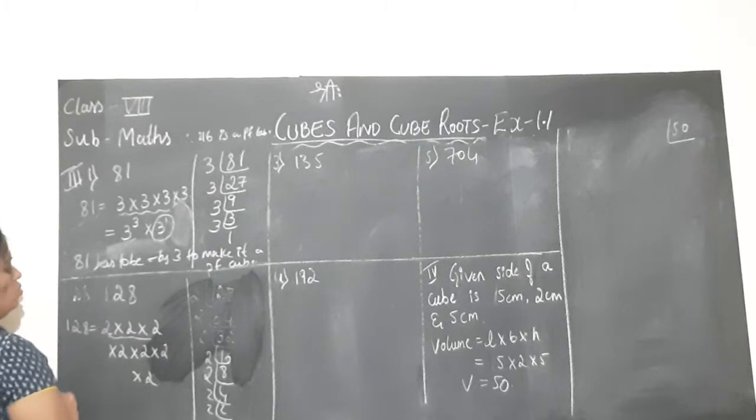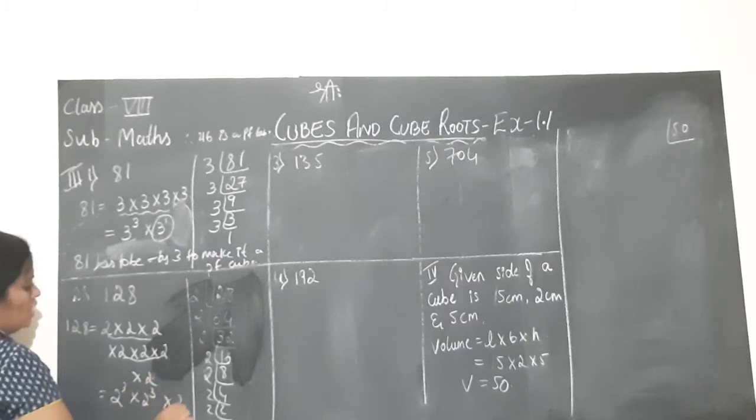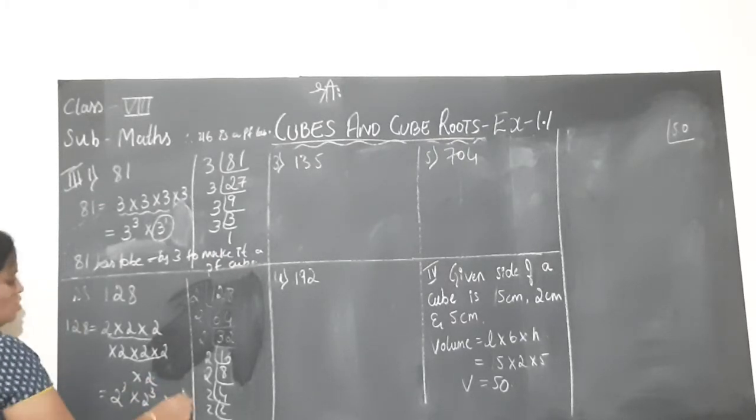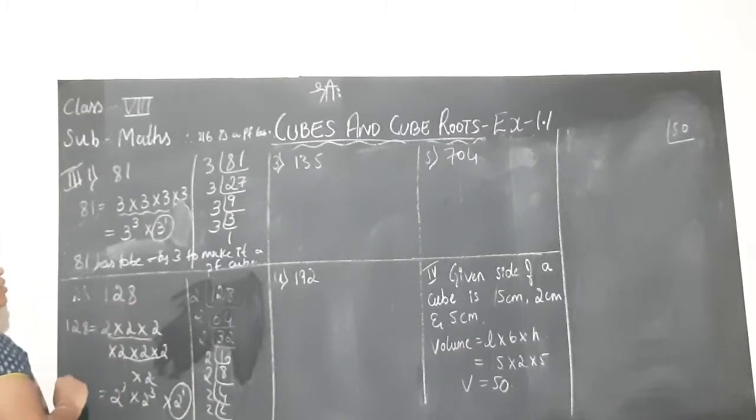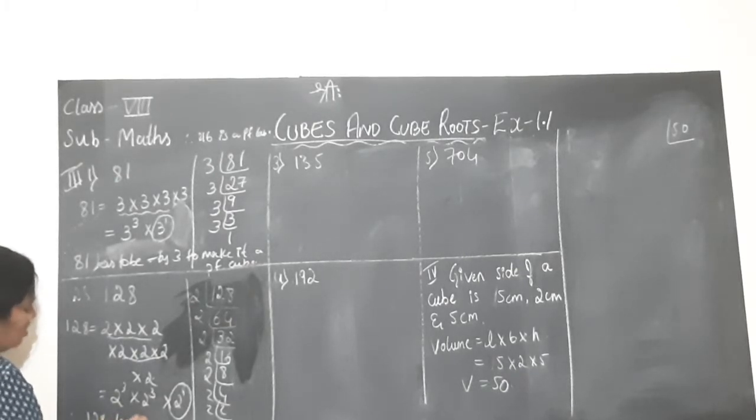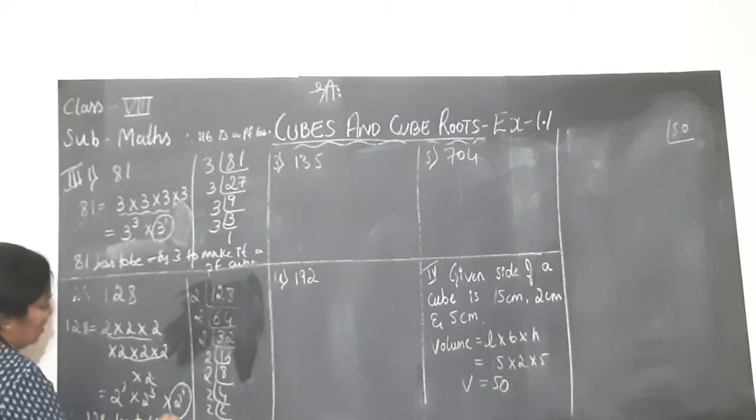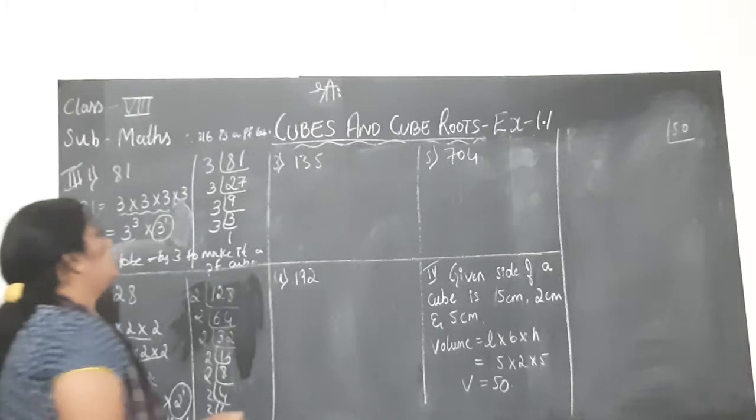Now if you group these 2s in threes, you get 2 cube into 2 cube, but you are left with a single 2 to the power 1. So whatever you are left with, that number has to be divided with 128 in order to make it a perfect cube. Therefore 128 has to be divided by 2 in order to make it a perfect cube. That is the statement you will write.